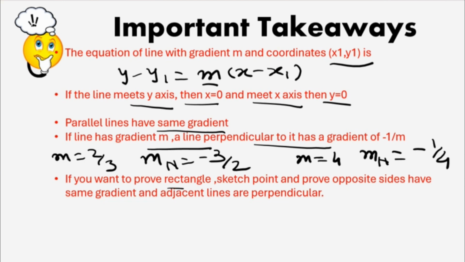If you want to prove a rectangle, because some questions are asking you to prove a rectangle, first sketch whatever coordinates are given, a rough sketch. That will give you an idea which sides are opposite sides and which sides are adjacent sides. Then you have to prove the opposite sides have the same gradient and the adjacent sides are perpendicular to each other.